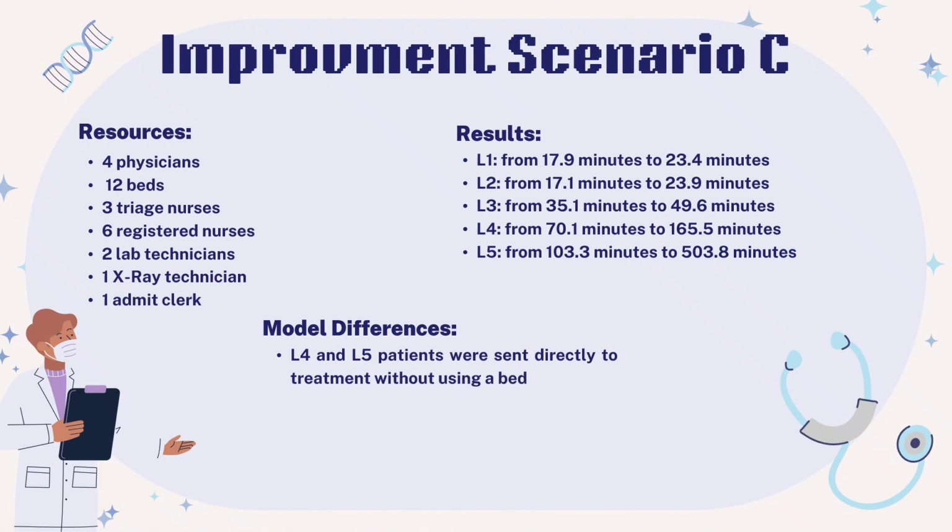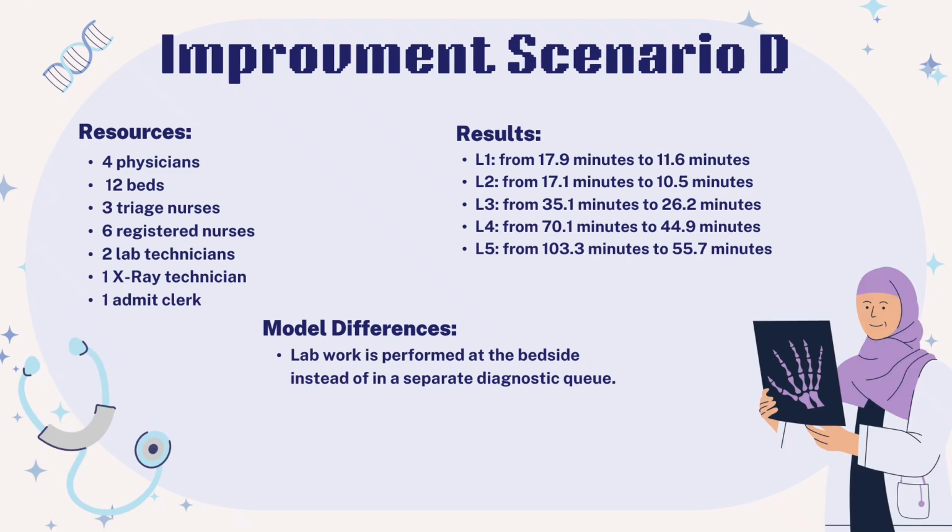And as you can see here, for our results, all the waiting times increased, and mostly for level 5, which was 5 times the original waiting time. But for scenario D, we edited our baseline model, so the lab testing was moved inside the room, so it was done at the bedside right after the physicians, so patients no longer have to wait at the lab queue, which removed our biggest bottleneck. And as you can see here for our results, we had a huge decrease in our waiting time, especially for level 5, which went from 103 minutes to 55 minutes.